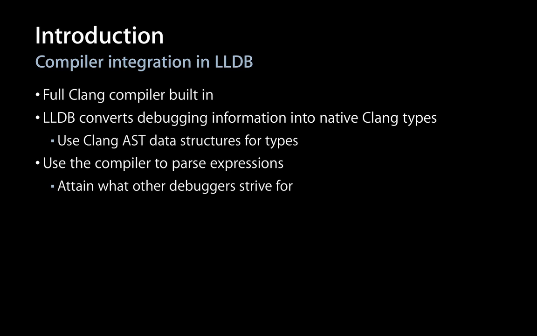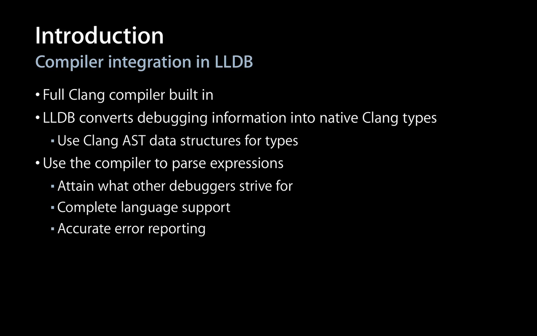Now, we attain what all the other debuggers are striving for, a compiler level of accuracy when evaluating expressions. We also get the complete language support, full of every single feature that's built into the compiler itself. We get the same errors that you're used to from the command line and from within Xcode. And we get the compiler features for free. Most notably recently, we've added Objective-C literal support and C++11, including Lambda support. So we're able to take advantage of this really quickly because we just use the code that is the compiler itself.